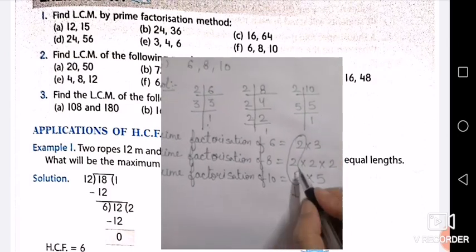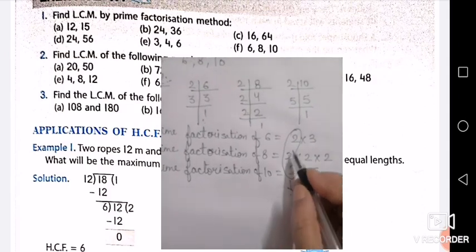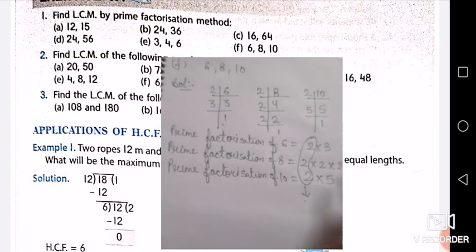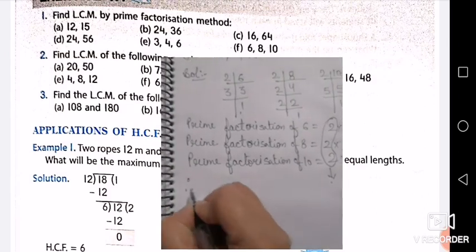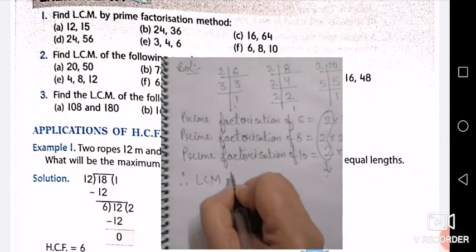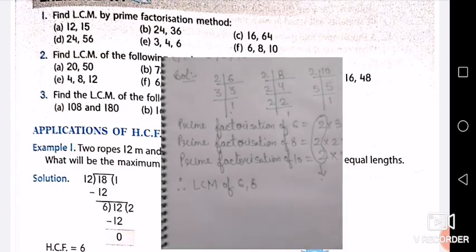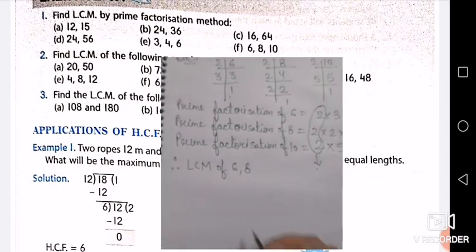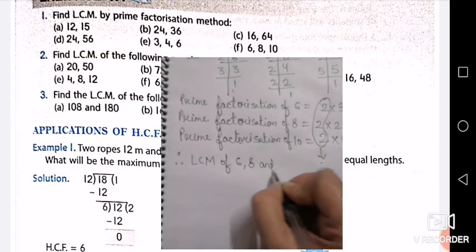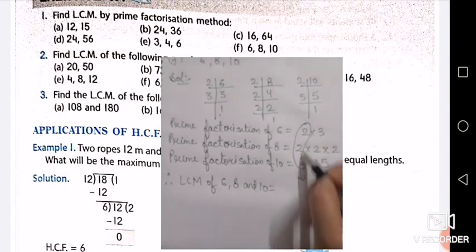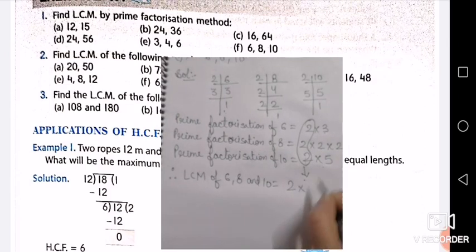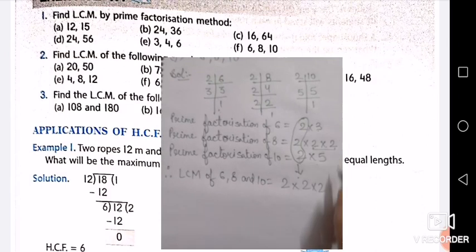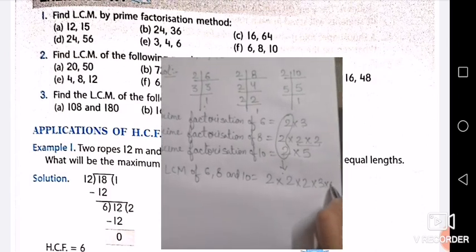It means in the LCM only one 2 will be taken from this common 2, and the rest of the other 2s and the 3 and 5 you will write as it is. So we will find the LCM of 6, 8 and 10. Out of these 2s you will write only one 2. After that, 2 more 2s are left, that you will write as it is. Then multiply by 3 and then multiply by 5.